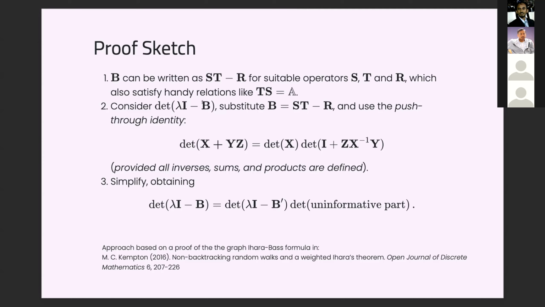combination like this, lambda I minus B, can be rewritten as the determinant of X times the determinant of a simpler matrix using the inverse of this initial X. So simplifying, what we find out is that the characteristic polynomial of what we're interested in, the non-backtracking matrix, is related to the characteristic polynomial of this smaller matrix, B prime. It's just multiplied by a determinant corresponding to these uninformative eigenvalues.